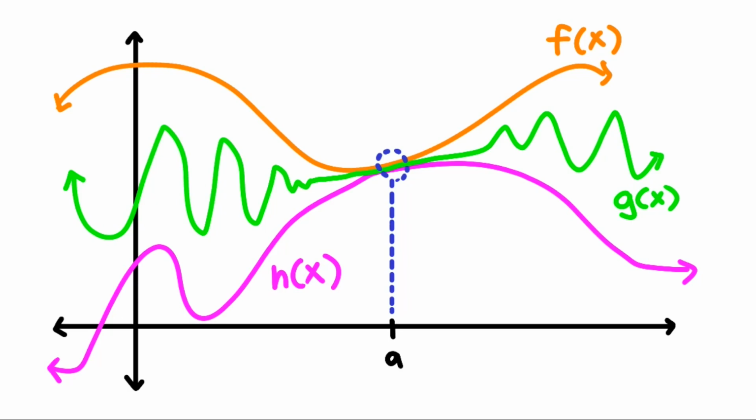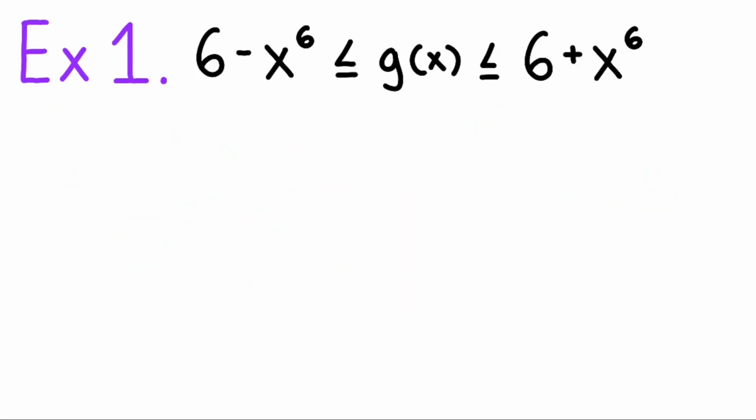It's like g of x is squeezed between f of x and h of x near a, giving it the same limit as those two. So given that, let's try out some basic examples, starting with this first example.